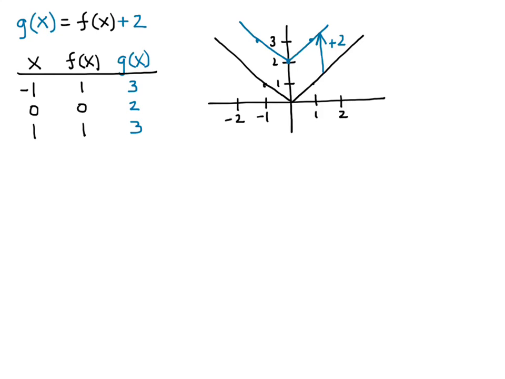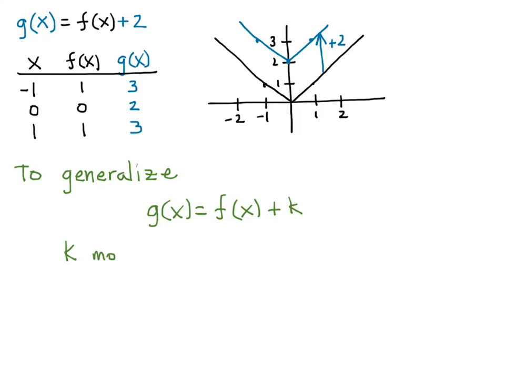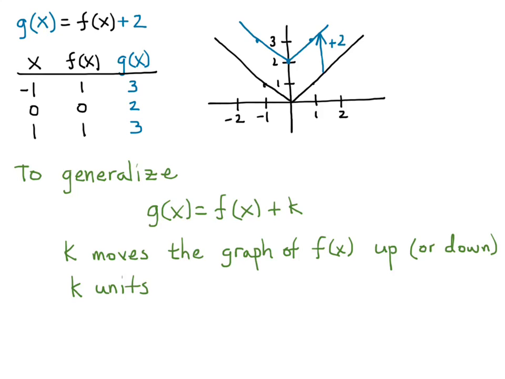All right, so this is the simplest translation you can make: you take any graph, you add a constant to it, and it moves that graph either up if it's positive or down if it's negative. And so we have a generalization here. If g at x equals f at x plus k, k moves the graph either up or down k units.